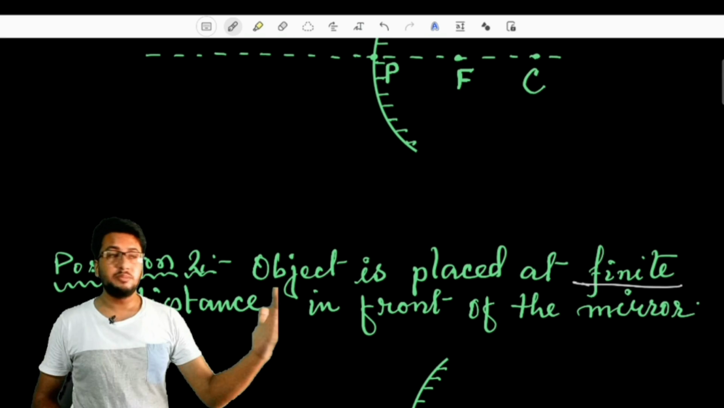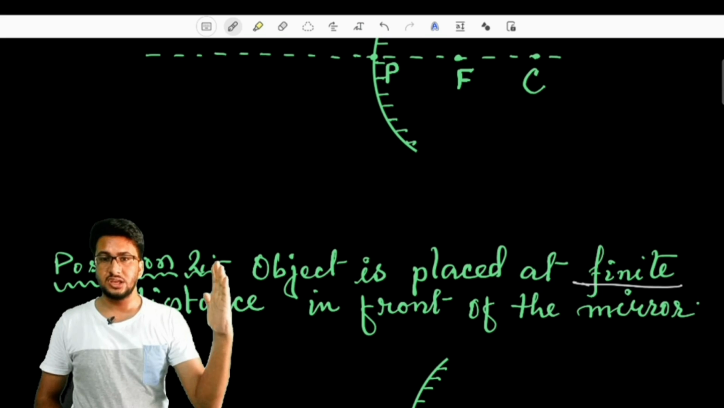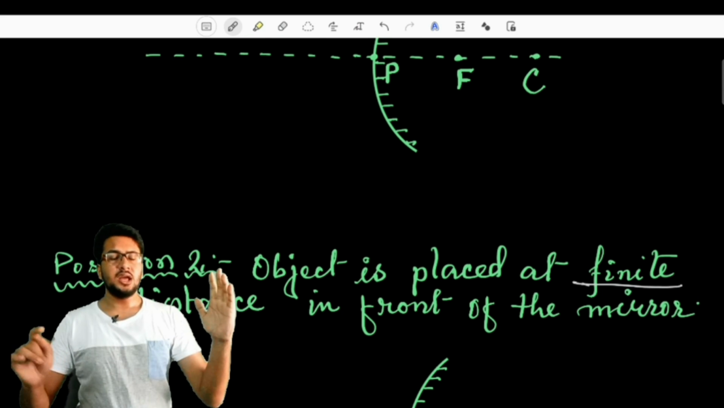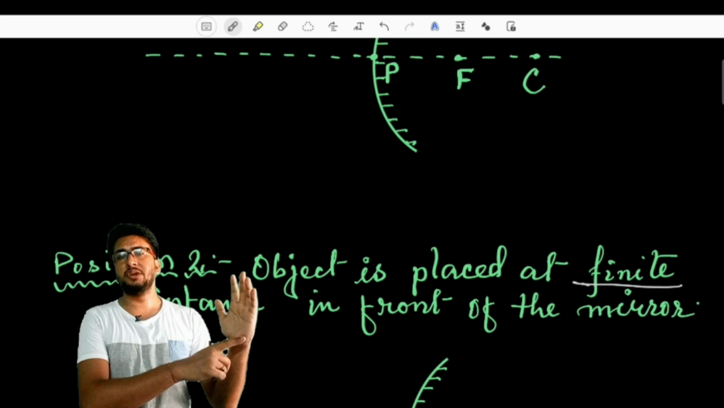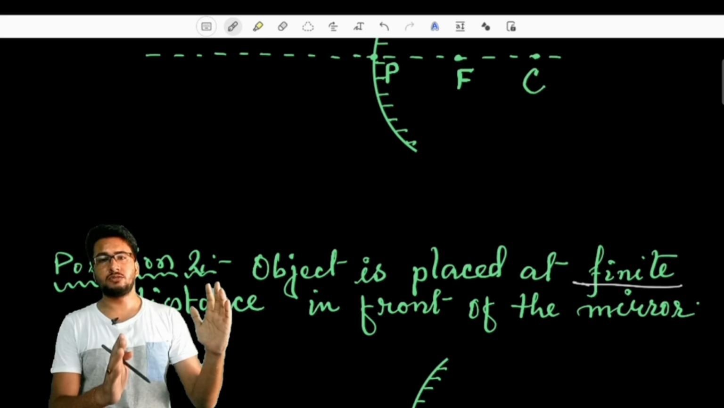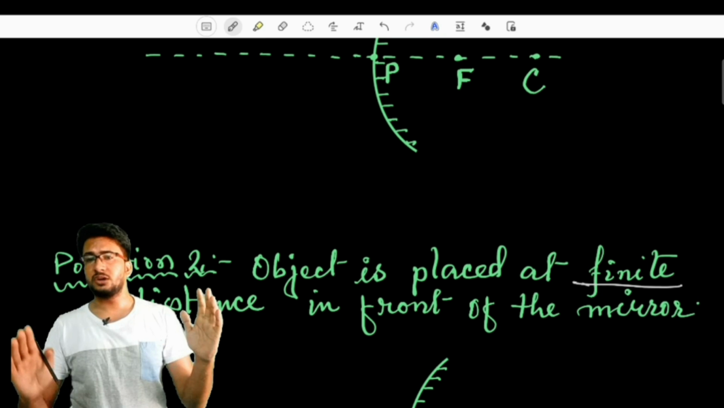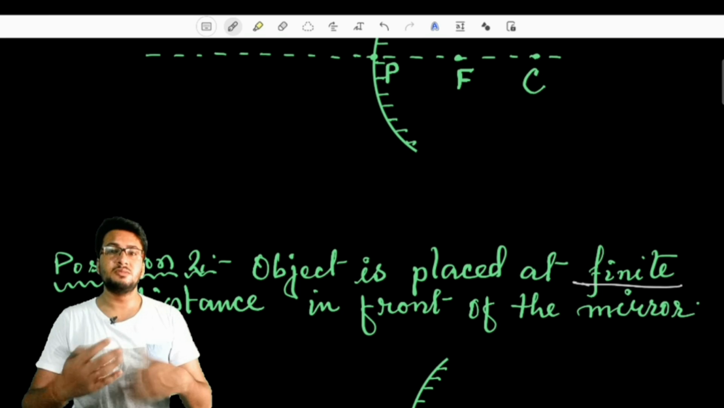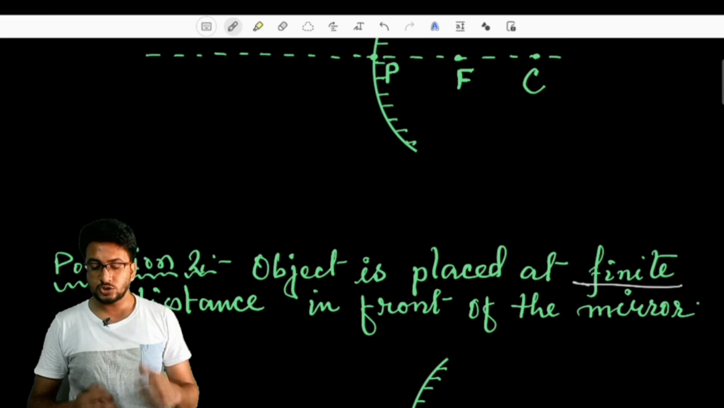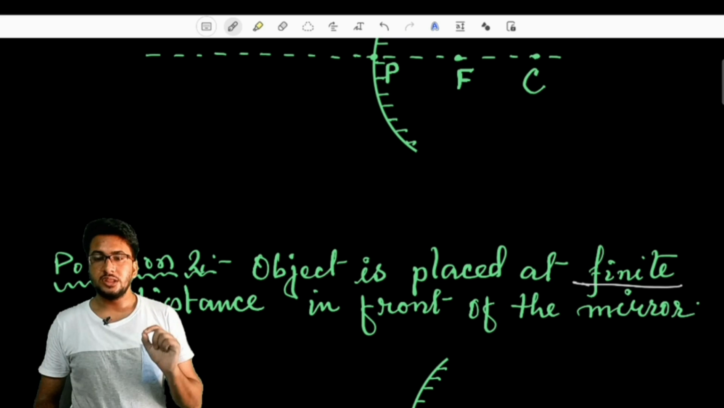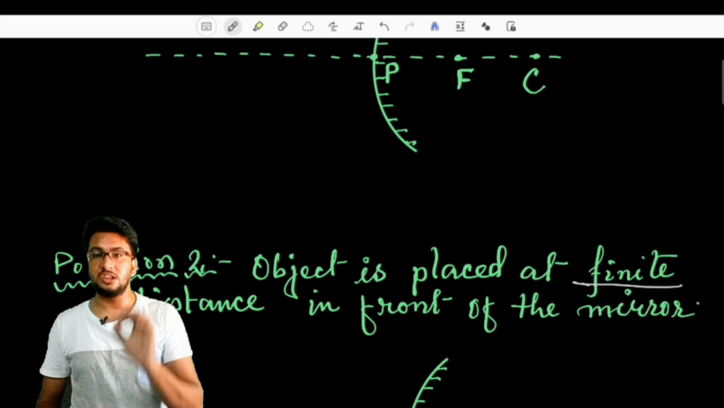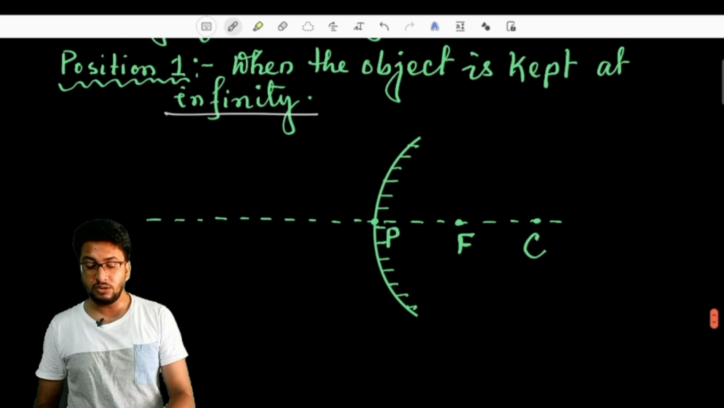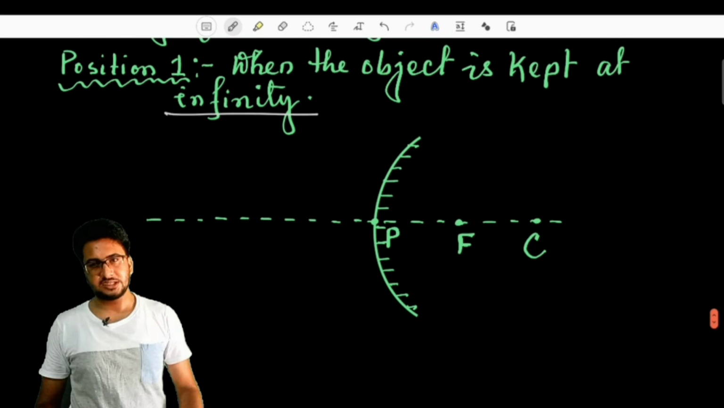But if we keep the object at a finite distance, whether you keep the object 100 centimeter, or 50 centimeter, or 20 centimeter, or 10 centimeter apart from the mirror, no different cases arise. That's why we only denote that if the position of the object is at a finite distance, then we see how the image is made in such a case.